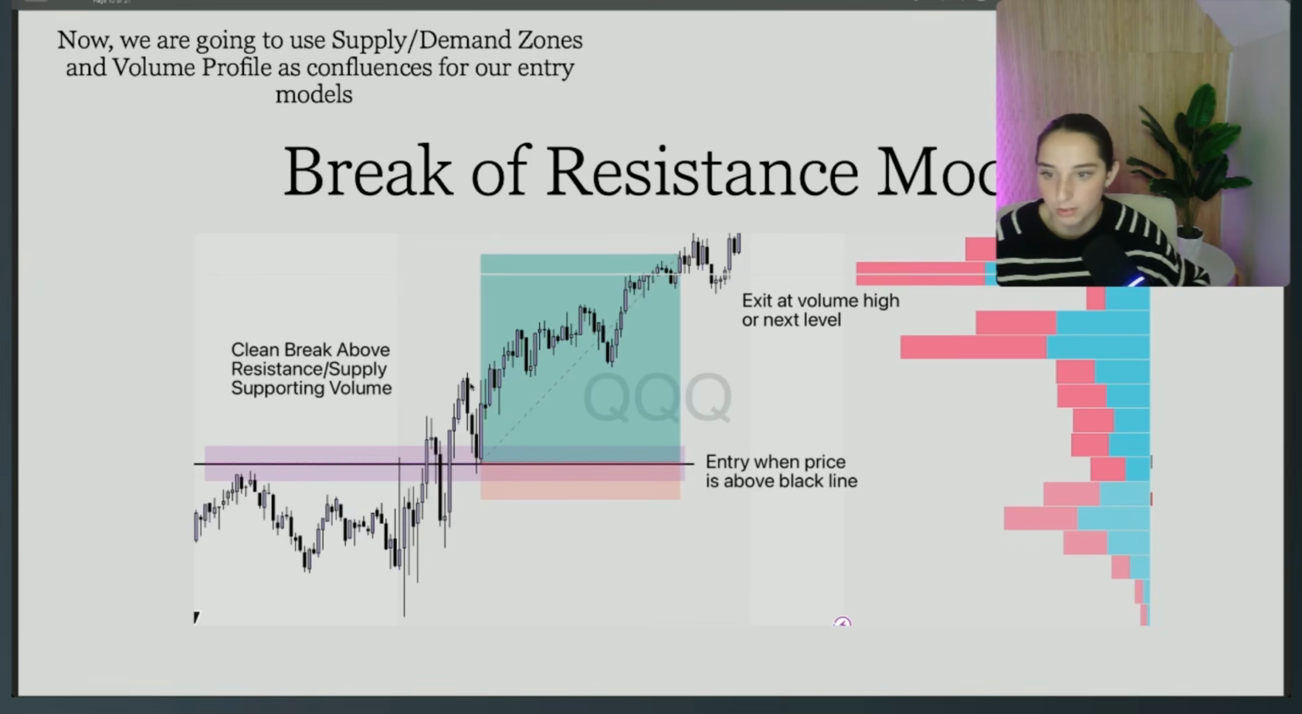The next couple of candles weren't showing strength or momentum. So what we wanted to see was a retest into there. We take it once we see this candle forming. We have volume that is also bullish. And then our exit would be at the next volume high or our next level up.